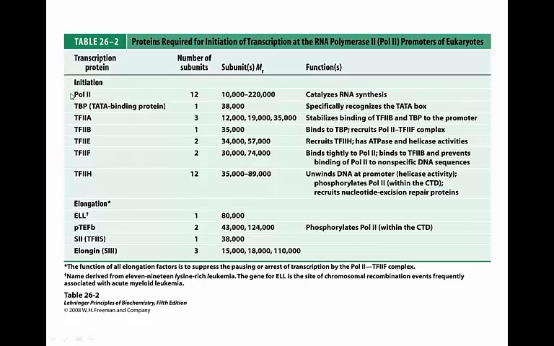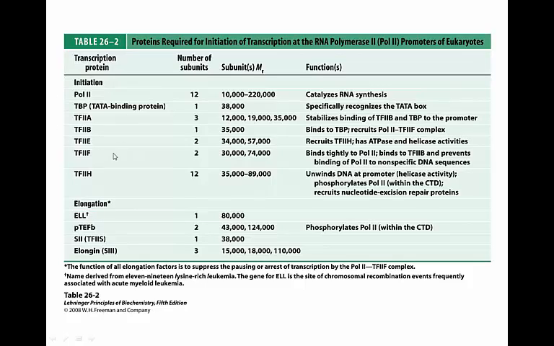So here's polymerase 2, 12 subunits, very small to very large. It catalyzes the RNA synthesis. TBP, that's called the TATA box binding protein, and it's going to recognize a sequence in front of the gene that's going to position the RNA polymerase before it starts transcription. Here's transcription factor 2A, transcription factor 2B, transcription factor 2E and 2F, transcription factor 2H. And then we have elongation factors.